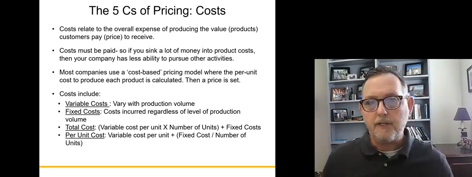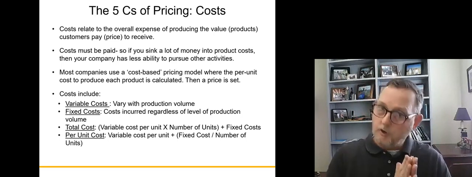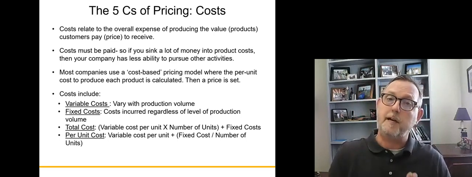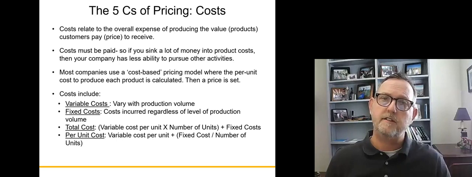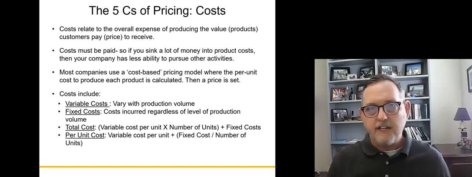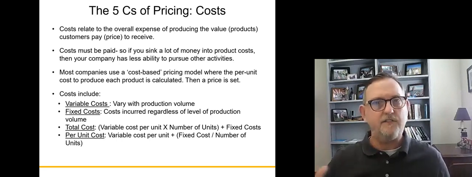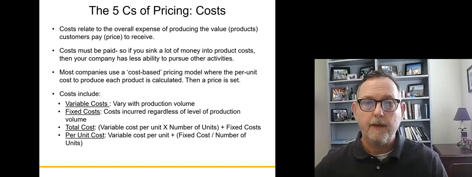Cost per unit is going to be calculated a little bit differently, but you should know how to calculate this. It's your variable cost this time by itself plus fixed cost divided by number of units. Okay, so if I have a fixed cost and I produce 10,000 units, that fixed cost divided by 10,000 is then what I add to my variable cost per unit.